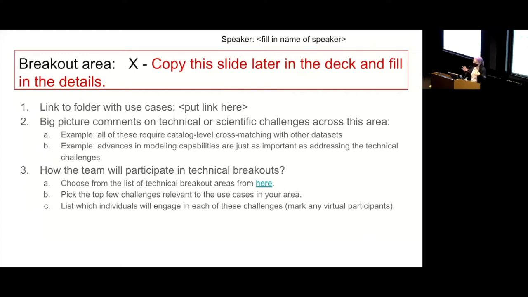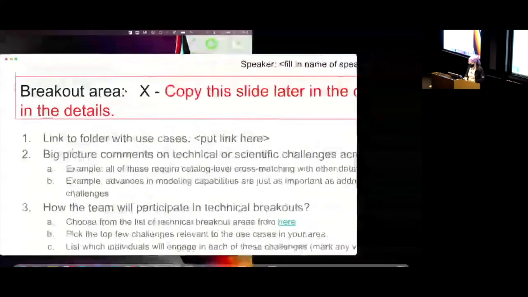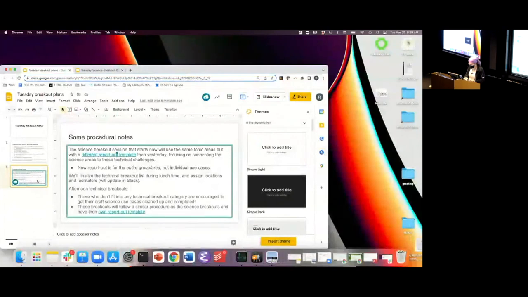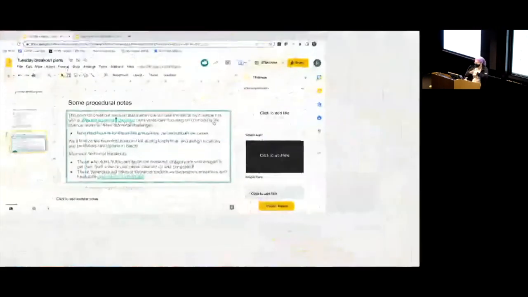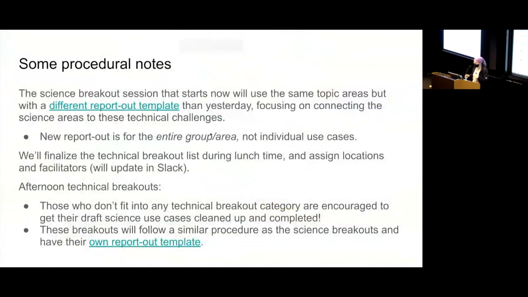That'll give the organizers a sense of the sizes of the different groups and how to facilitate them, just so that we can make sure we're on track to have a productive afternoon. So that's a different report out, and just to reiterate, that's for the entire group, not for individual use cases. Based on these inputs, we'll finalize the technical breakout list during lunchtime and assign locations and facilitators and put an update in Slack so that you can refer to it at the start of the technical breakouts, which is after the plenary talk that's after lunch.